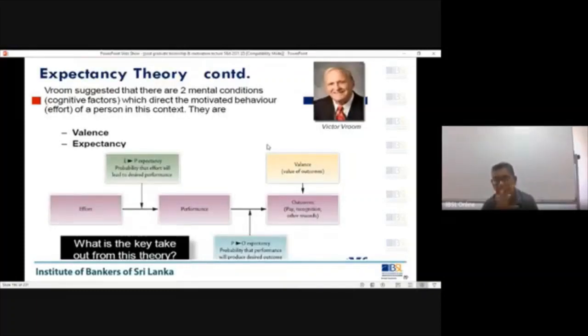So, you note that this expectancy theory gives you a comprehensive view of the process of motivation. Now again, I'm just telling you.